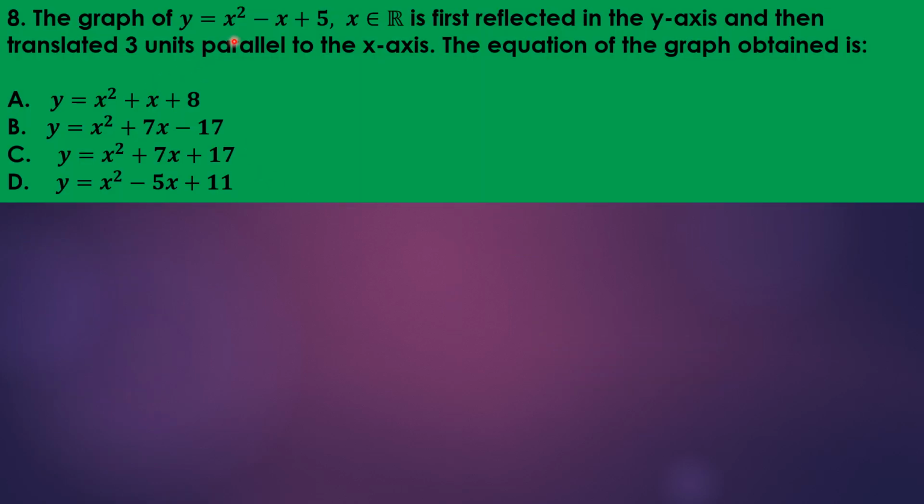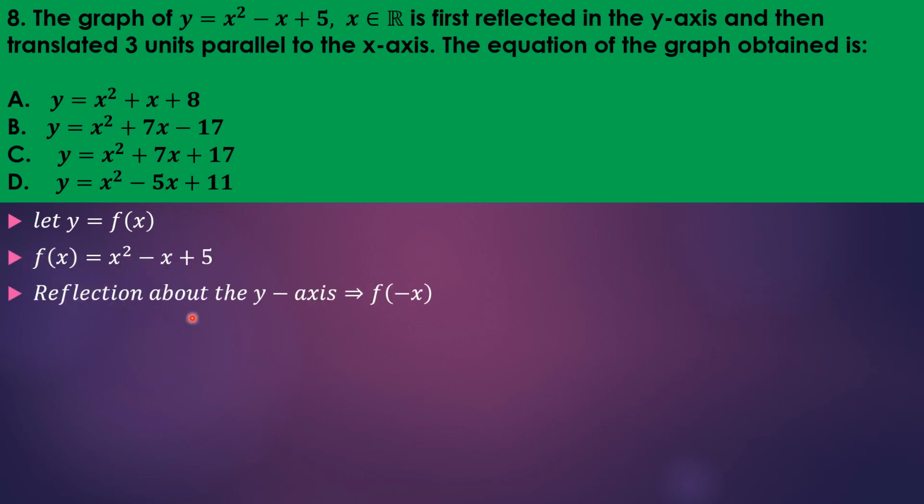The graph of y equals this, x belongs to R, is first reflected in the y-axis, then translated 3 units parallel to the x-axis. The equation of the graph obtained is... all right, so if we have y equals f of x, how do we reflect the graph in the y-axis? That reflection is basically f of -x. So reflection about the y-axis is f of -x.